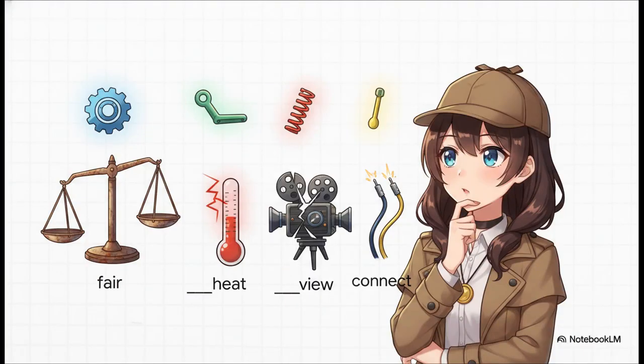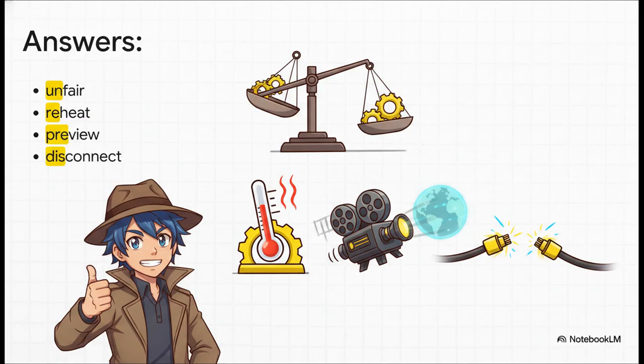Take a look at these words on the screen. Your choices for a prefix are un, re, pre, and dis. Take your time with this. Which one do you think fits best with fair? See how you did. The correct words are unfair, reheat, preview, and disconnect. You can see how each one of those prefixes totally changes what the word means.